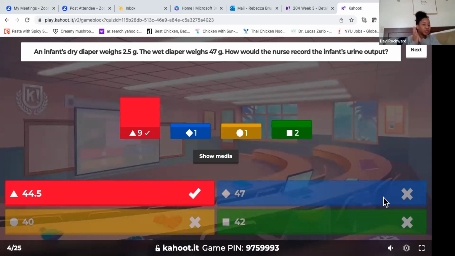So what you do is you just subtract the dry diaper from the wet diaper to understand how much it actually secreted into the diaper, if that makes sense. So 1 gram is equal to 1 milliliter. If the wet diaper is 47 grams and the dry diaper is 2.5, you subtract the 2.5 from the 47 to get 44.5, and that's 44.5 milliliters. For a baby, they can't pee in a cup or in the hat or that other stuff that adults do. So you just subtract their dry weight from their wet weight, and 1 gram equals 1 milliliter.